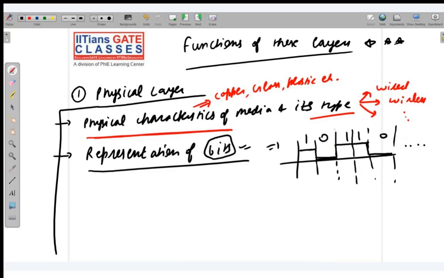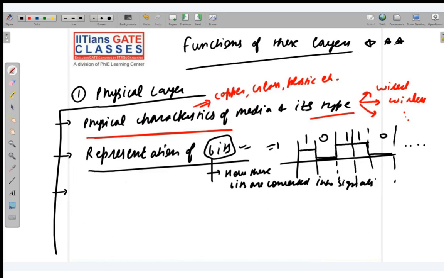Next, representation of bits means how these bits are converted into signals. You can think like that. If you have any doubt, then I will dig deep into these topics also, so don't worry. You are free to ask any doubt. If anybody is having any doubt, you can ask me.